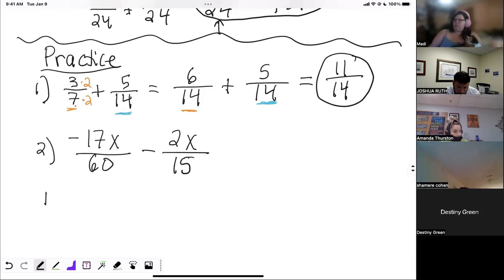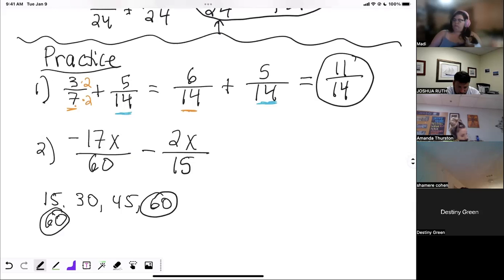So 15 times 2 is 30. Then if I add 15, that's 45. And if I add 15, I get 60. And then it's going to stop because now I just match 60, 60, and 60. So common denominator is 60. And this was subtracting, which doesn't change anything. We still do it the same way.